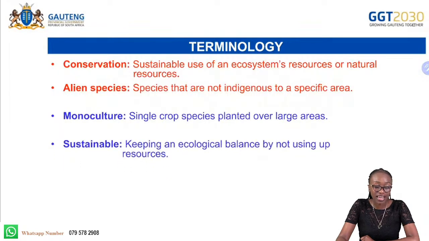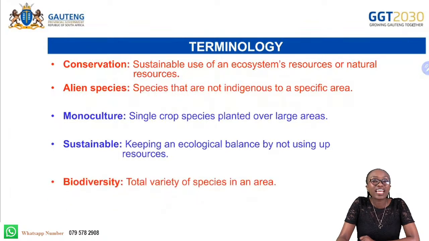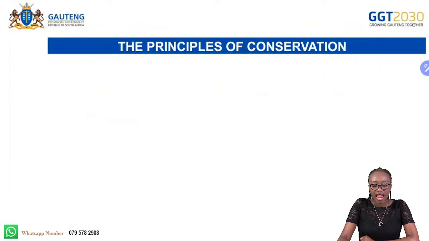And then sustainable. Sustainable means keeping an ecological balance by not using up resources. And biodiversity. Biodiversity, this is the total variety of species in an area.